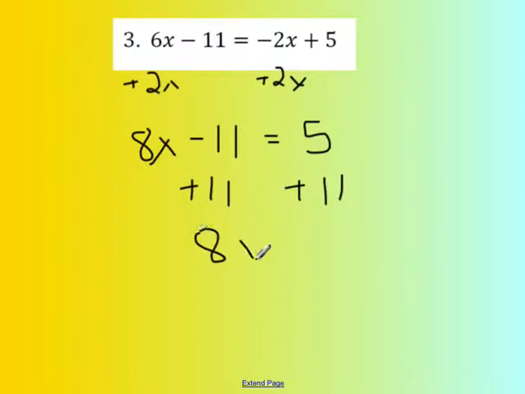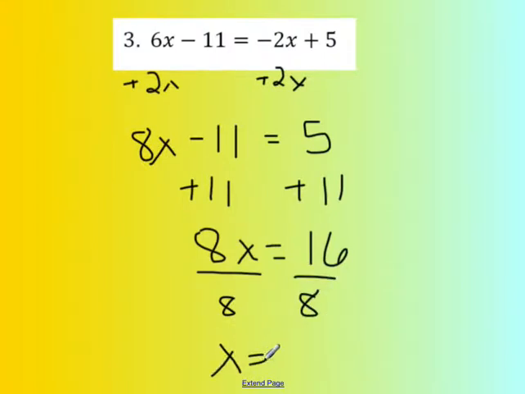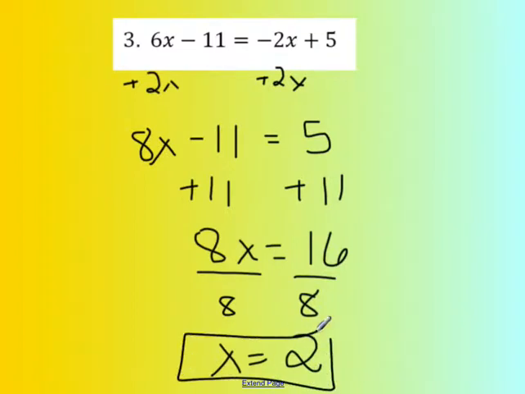Then I get 8x is equal to 16 when I add 5 plus 11. Then I'm going to go ahead and divide both sides by 8. So 16 divided by 8 is going to give me 2. So then my answer is that x is equal to 2.